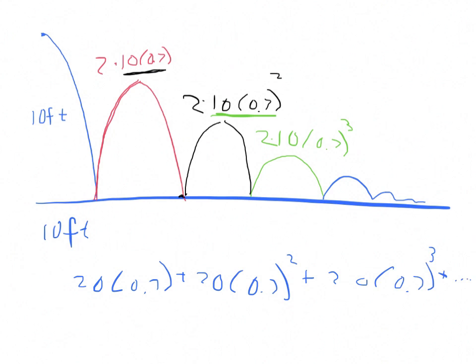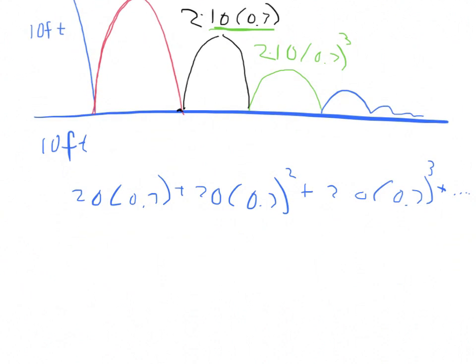And hopefully you can see, hey, we have a geometric series here. This is a geometric series for which the first term, your u1, is 20 times 0.7. And what's the common ratio of this thing? Well, each time I'm multiplying by another 0.7, because the ball is only rebounding 70% of the distance, so 0.7.